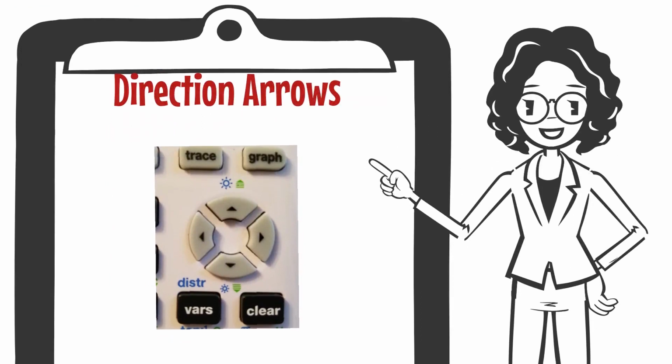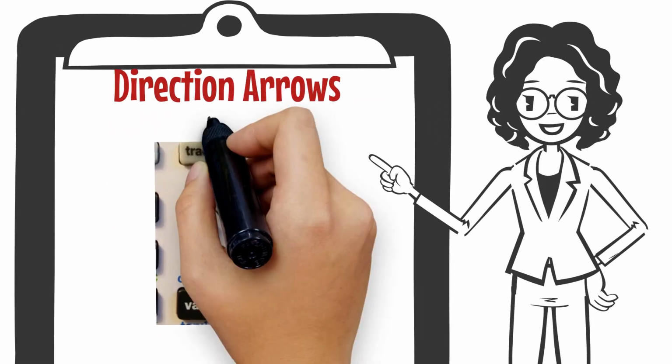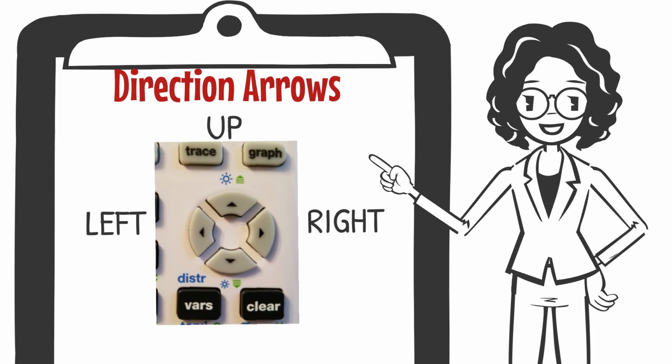Above the basic function keys in a circle are 4 arrow keys. These are the direction arrows that help you move your cursor around your calculator, up, down, and side to side. Next, we'll talk about the second key.